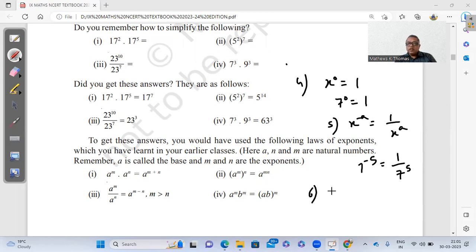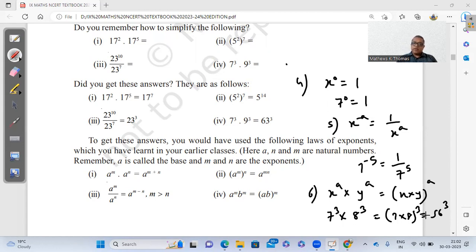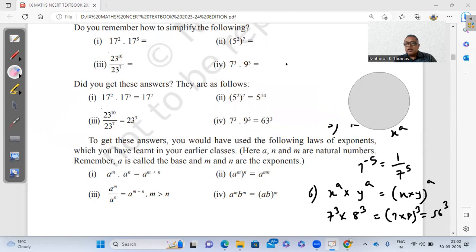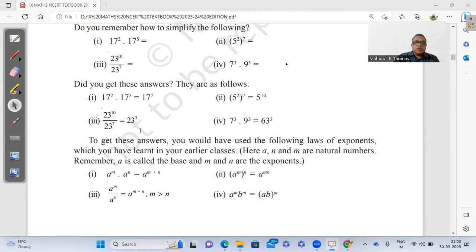Rule number 6, if you are having two numbers, in this case, if the powers are same but the bases are different, then we will multiply the bases and let the power remain as it is. So 7 cube into 8 cube. Now see here, the power is same, 3 and 3. So the bases get multiplied. 7 into 8 to the power 3. So answer will be 56 to the power 3. So these are the basic rules which you have already done. So if you are not aware of this, you can note down this and try the questions based on this.